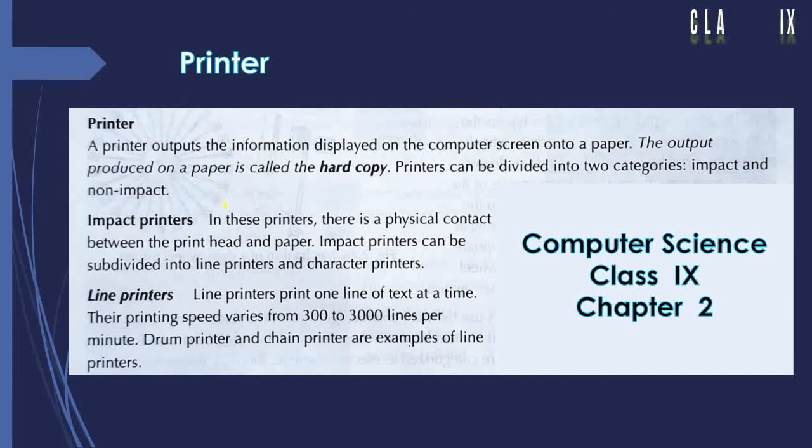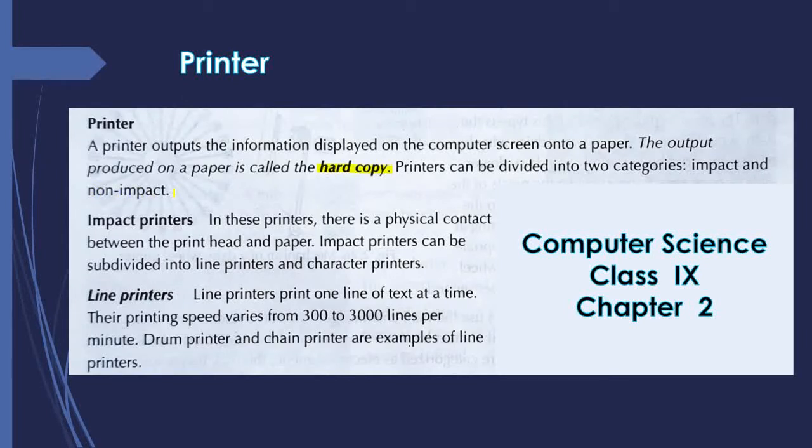Next is printer. A printer outputs the information displayed on the computer screen onto paper. Whatever is displayed on the computer, if you send it to the printer, it will be printed out on paper. The output produced on paper is called hard copy. Printers can be divided into two categories, impact and non-impact printers.